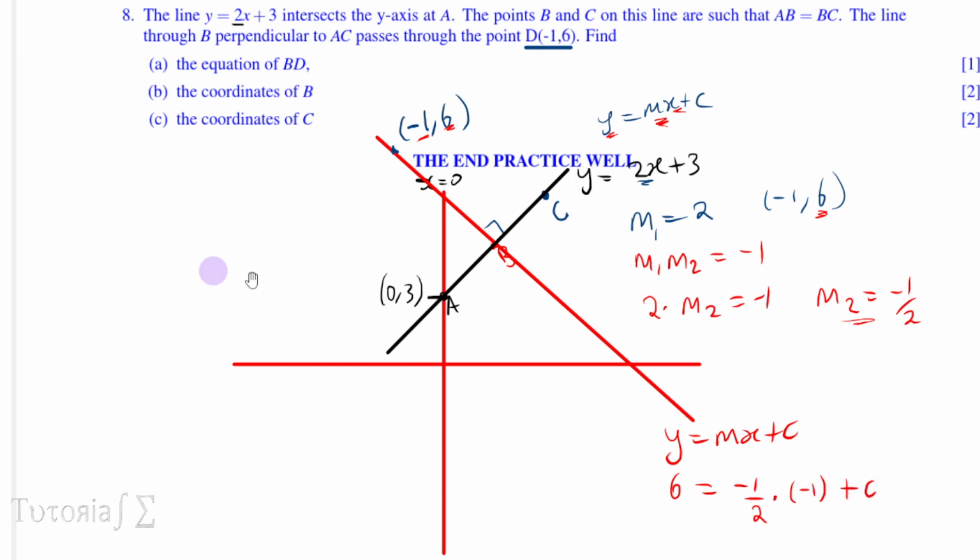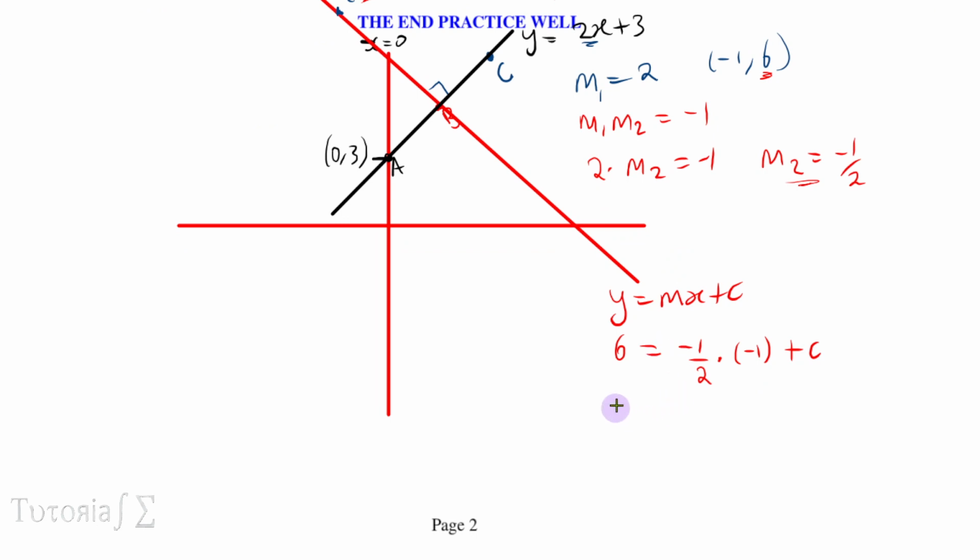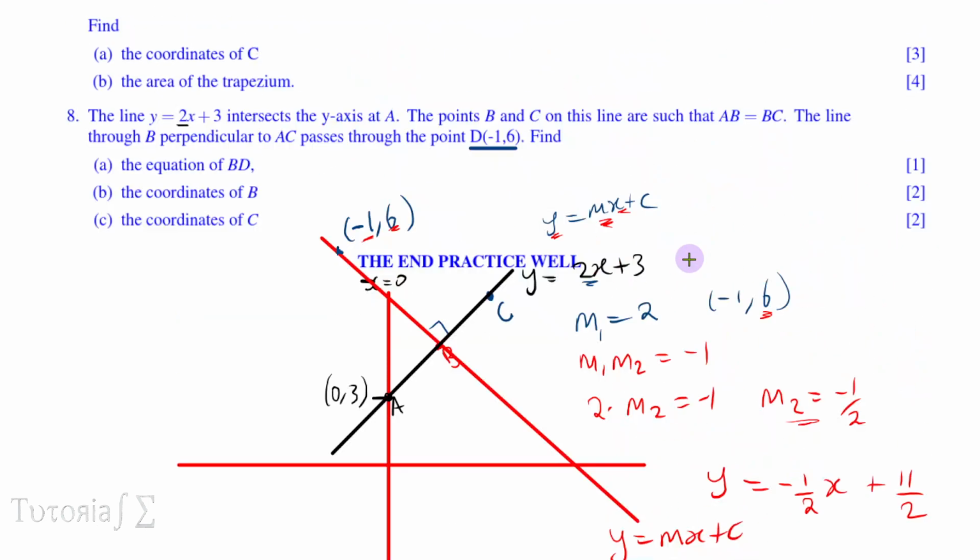When it crosses the equal sign, it becomes 6 minus -1/2 is equal to c. We simplify this: 12 minus 1 over 2, so c is equal to 11/2. So the equation of this red line will be y is equal to our gradient, -0.5, times x plus c, which is plus 11/2. So this is the equation of BD. Now the coordinates of B, try to solve this one.